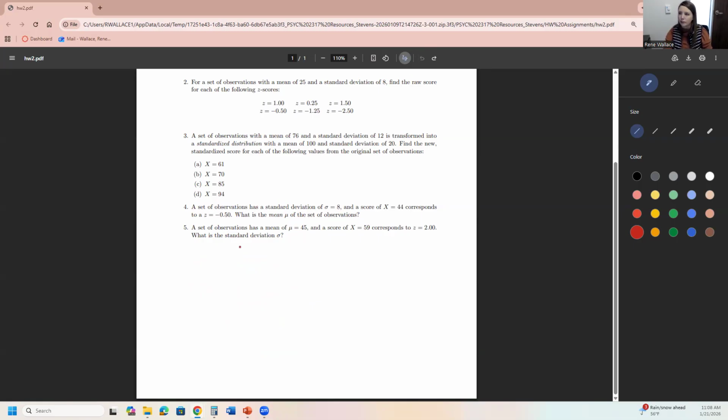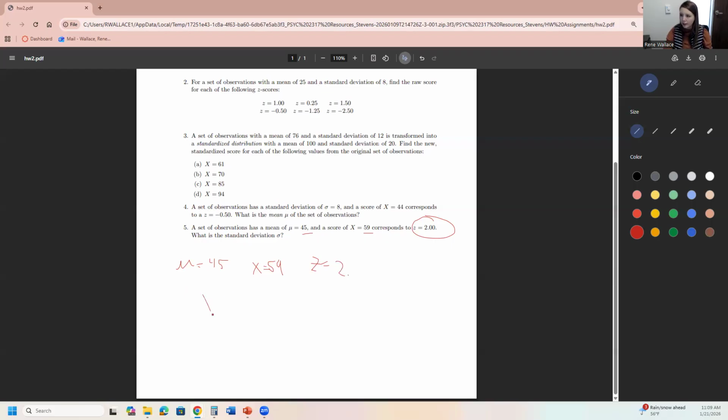All right, number 5, last one. But I'm not going to give you the answer this time, so you have to do something on your own. A set of observations has a mean of 45 and a score of 59, and this corresponds to a z-score of 2. So what's the standard deviation? Well, I'm so glad you asked. So we'll put our little key up here. Mu equals 45. X equals, for this one, 59. And Z is 2.